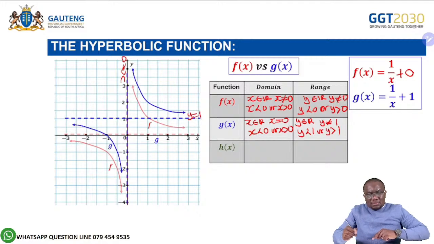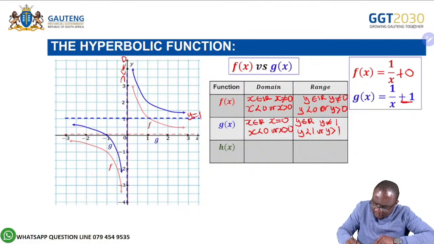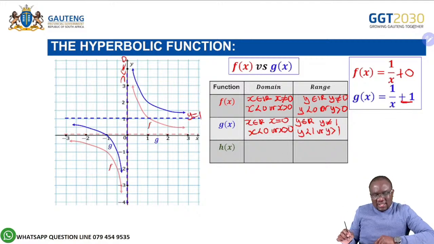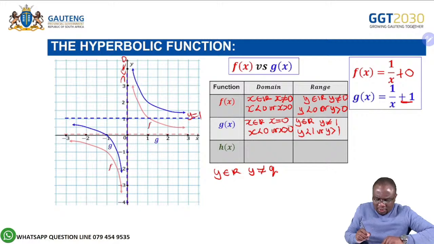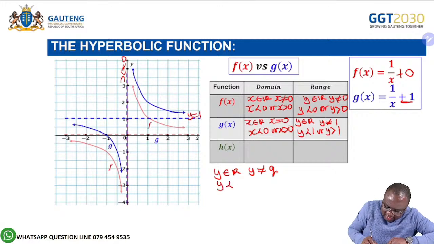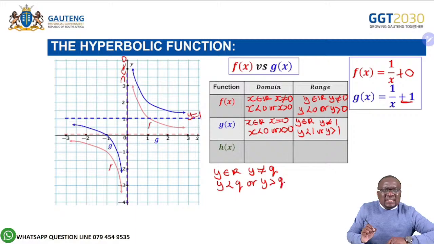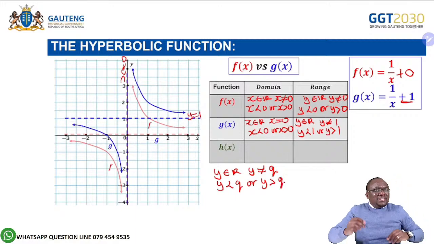Can you link this to the q value? Yes. You see that? So we can generalize here and say our range is going to be y is an element of real numbers, but y cannot be equal to q. You see that? Or you can say y is less than q or y is greater than q. That's the range. And then the domain does not change.